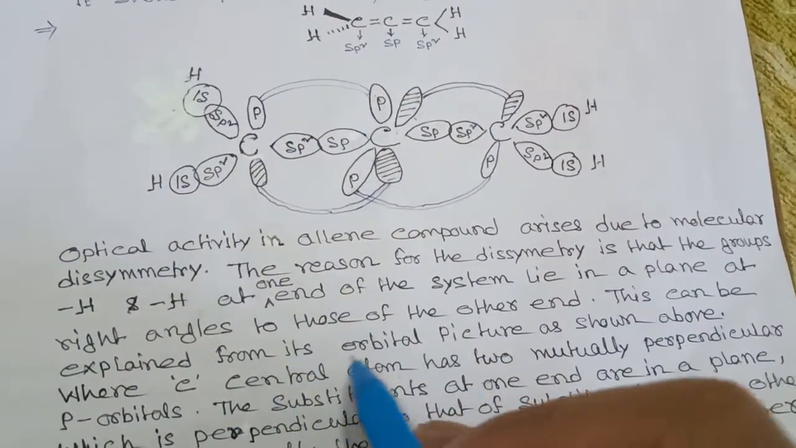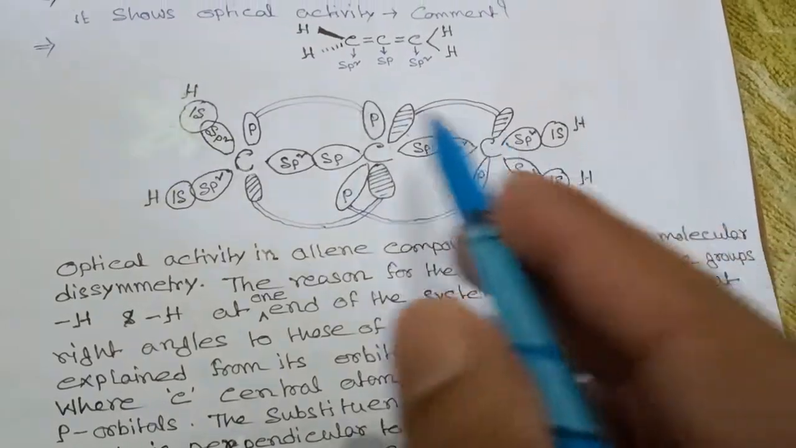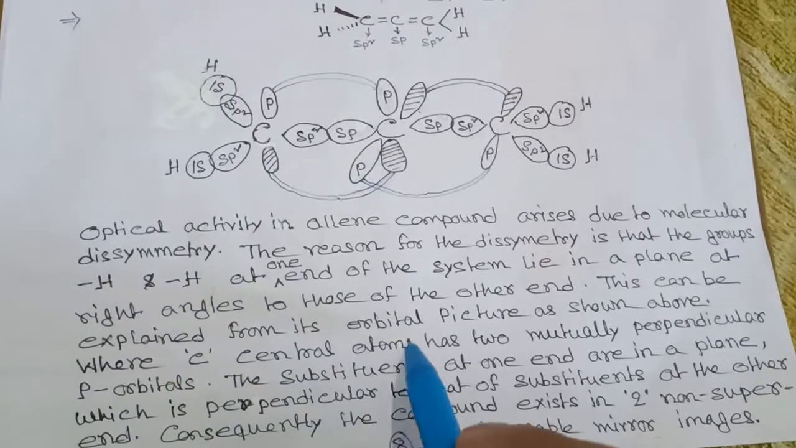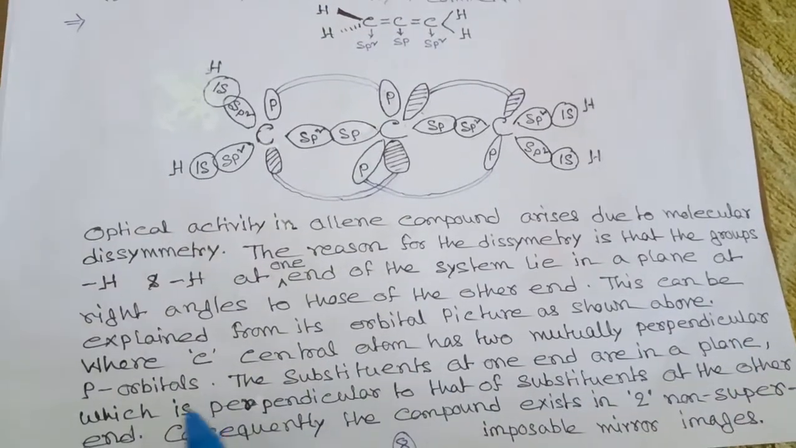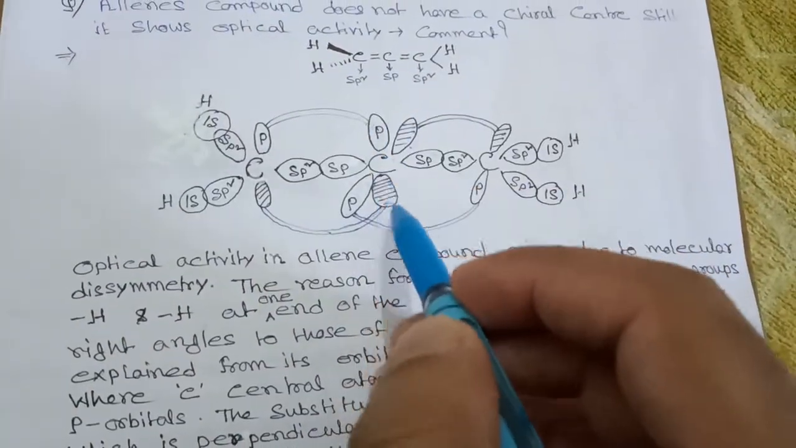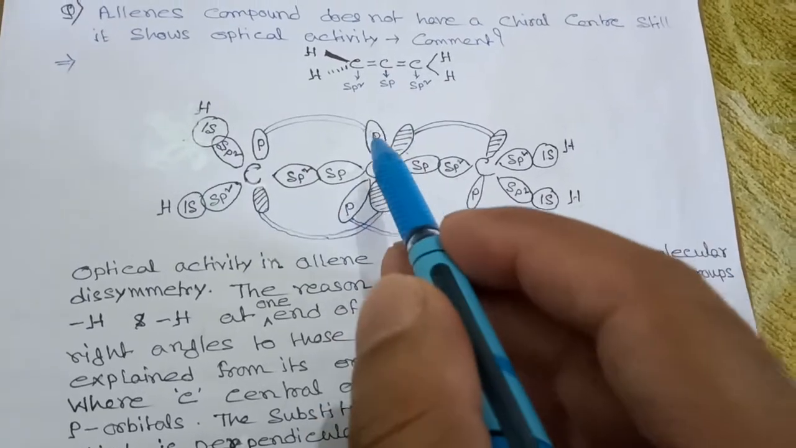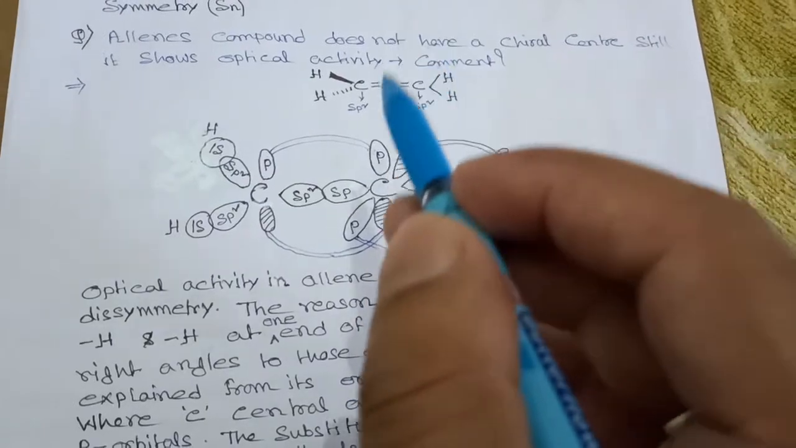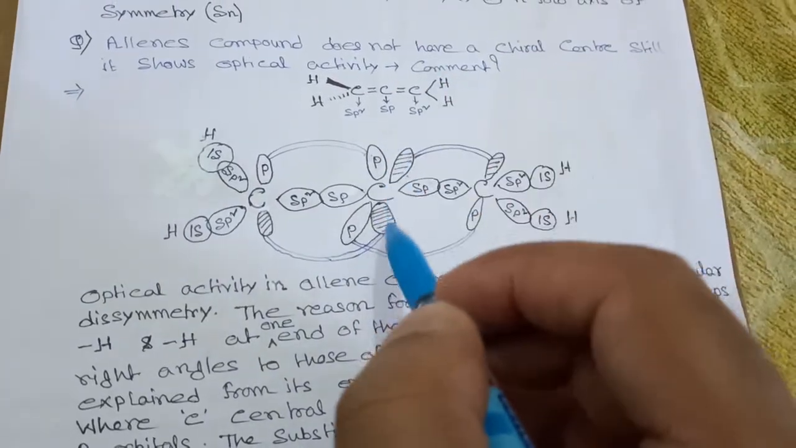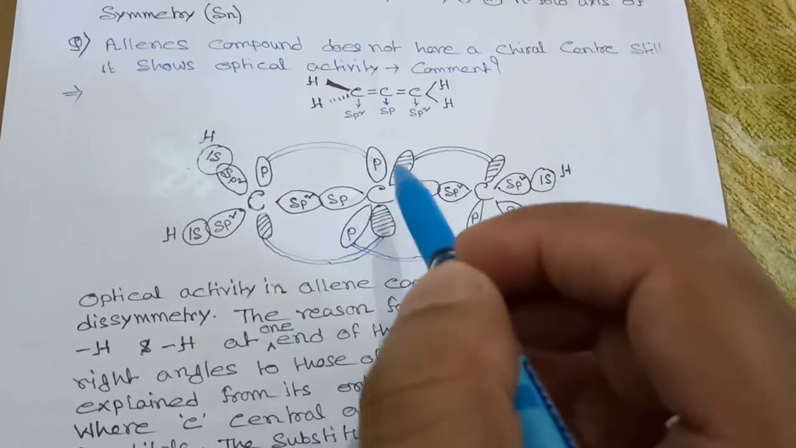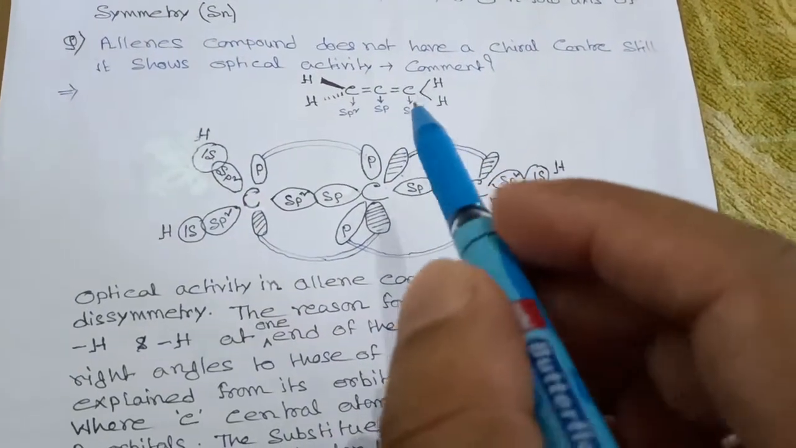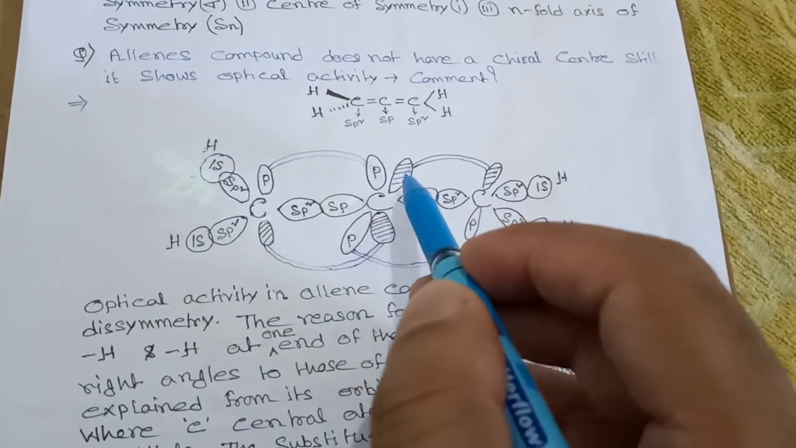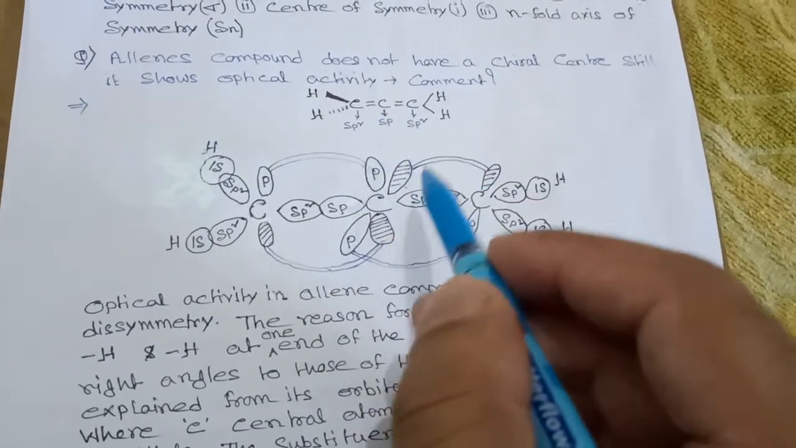This can be explained from its orbital picture as shown above. This is the orbital picture, and here the central carbon atom has two mutually perpendicular p orbitals. See, one p orbital and another p orbital. These p orbitals are mutually perpendicular, meaning if this p orbital is present in this way, then this p orbital should be present in this way. There must be an angle between these two unhybridized p orbitals. There should be an angle of 90 degrees.